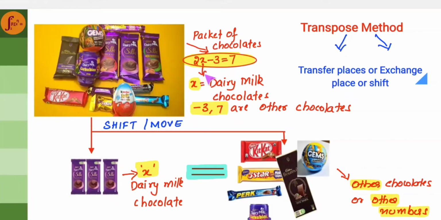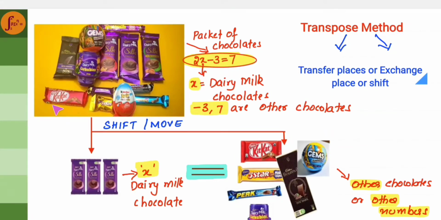Because x is an unknown variable. We don't know the value of this particular variable, so we will have to find out the value. It's an unknown. Once we find out the value of x, it becomes known, and that is what is called solving the equation. Now, how do we solve the equation? How do we get the value of x?